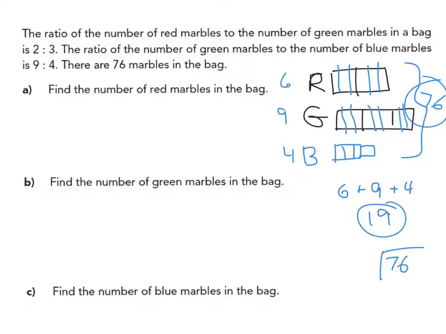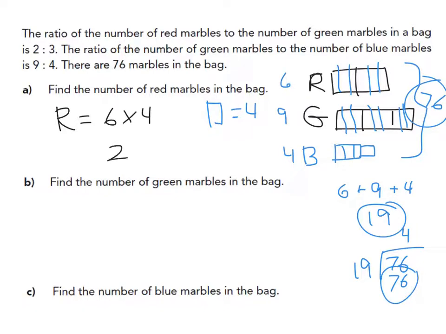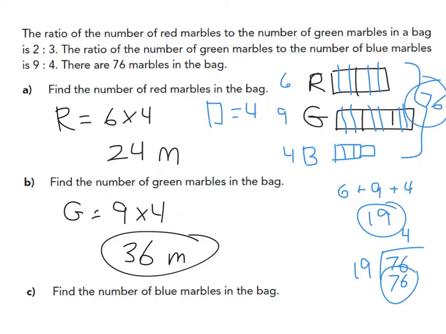So to find out each of those smaller pieces, if I divide 19 into 76, it ends up being 4. So I know that the small pieces are 4. And then I can use the amount in each section here to know what they all are. So it looks like the red piece up there is made up of 6 of those smaller pieces that are 4 each. The red is made up of 24 marbles. The green looks like it's made up of 9 pieces that are 4 each for 36 marbles in that bag. And then that leaves the blue marbles, which are made up of 4 pieces that are 4 each, 16 marbles in that smaller bag.